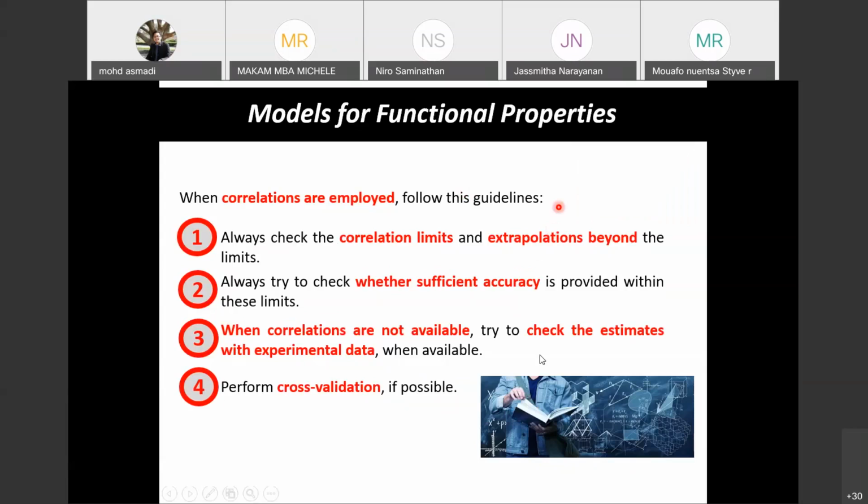So any questions? We already covered the primary properties, secondary properties, as well as the functional properties.